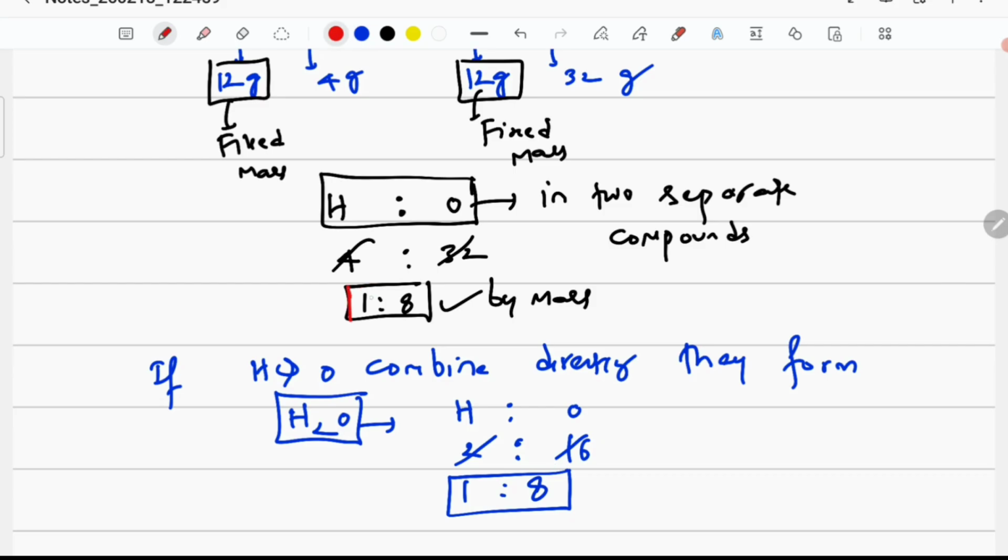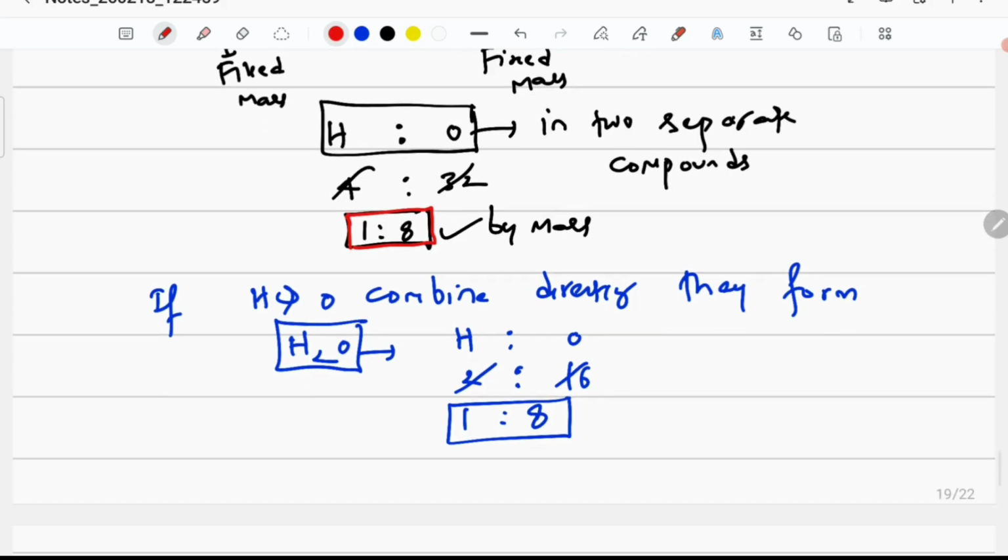So concluding point here, those two elements combined separately with fixed mass of one element carbon, the ratio is 1 is to 8 by mass. If these two combine directly, here also same. So both are same. If they combine directly, they are in 1 is to 8. If they combine with fixed mass of other element, they are also 1 is to 8.